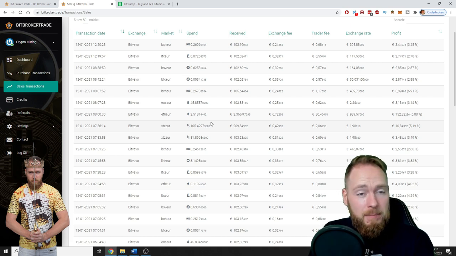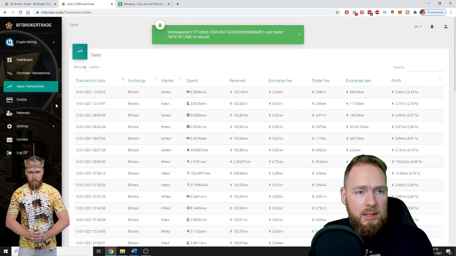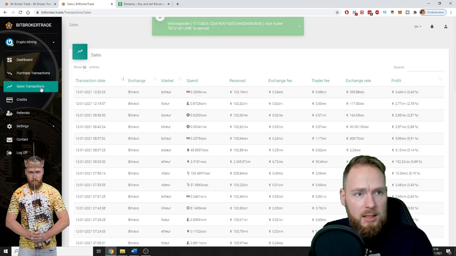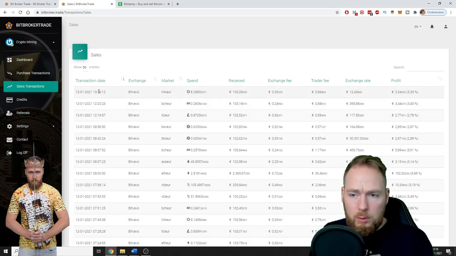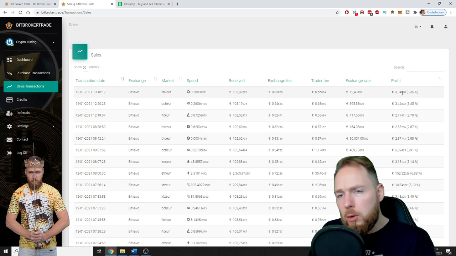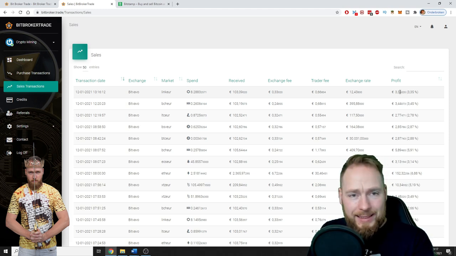Super interesting. So I'm gonna tell you what the trader is all about. Again, sell order. I made a few euros. Let's just check it. The last one was 12.20. Now, okay, on 1.16. I made 3.34 euros profit. There is a trader fee and there is an exchange fee. So I made around 2.34 euros at this exact moment.